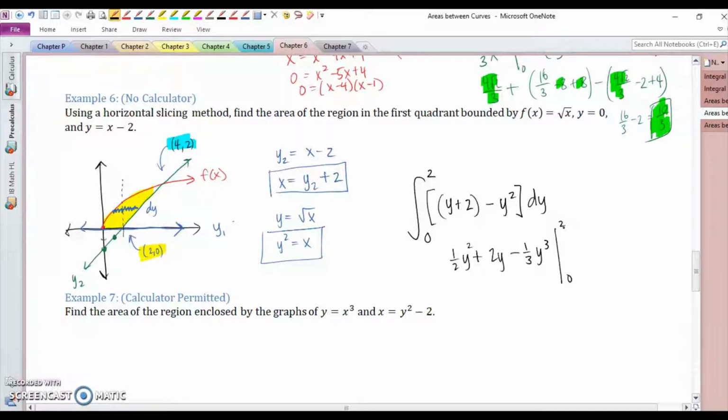So let's make sure. If I plug in the 2, I get 4 over 2, which is 4 times a half, which is 2. I get plus 2 times 2 is 4. And then I get 8 times a third is minus 8/3. And then if I plug in 0, I get nothing. So that's awesome. So all I now have to figure out is what's 2 plus 4. That's 6 minus 8/3. And if 6 is 18/3 and minus 8/3 is 10/3. And there you have horizontal slicing.